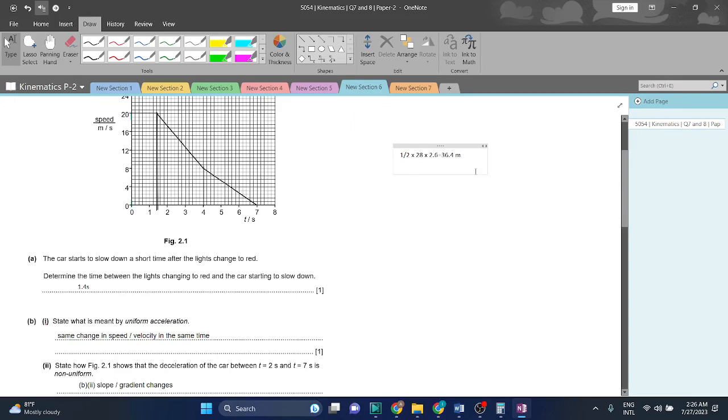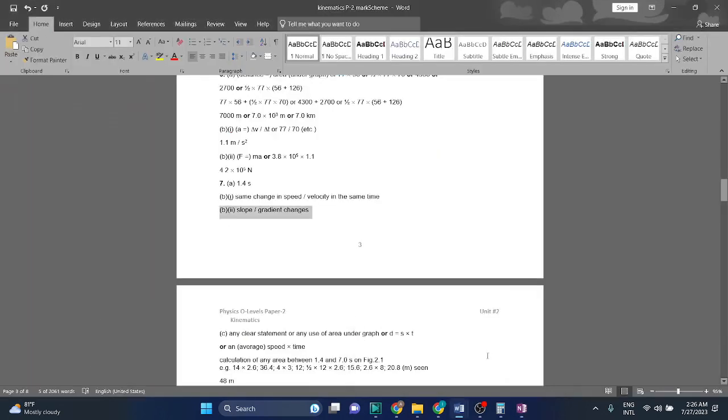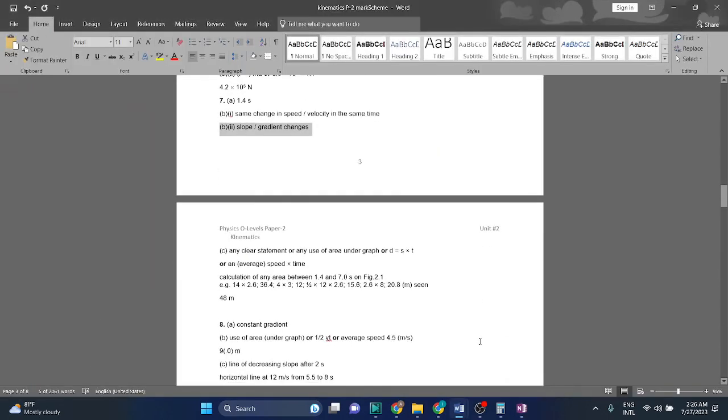Now let's calculate the triangle below. It will be 1/2 times 3 times this, which is 8. That will give us 12 meters. So let's see.